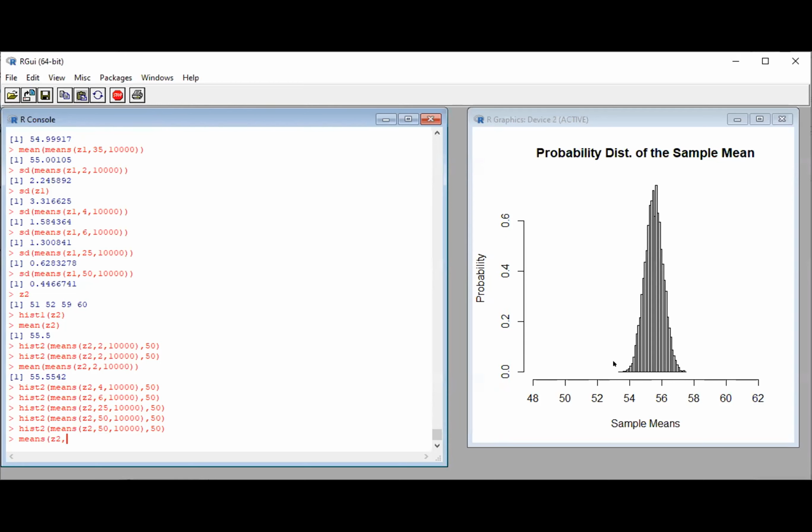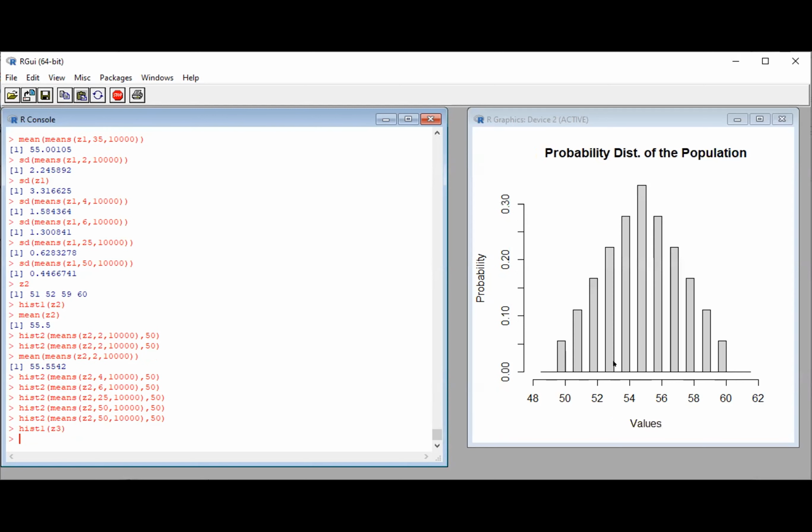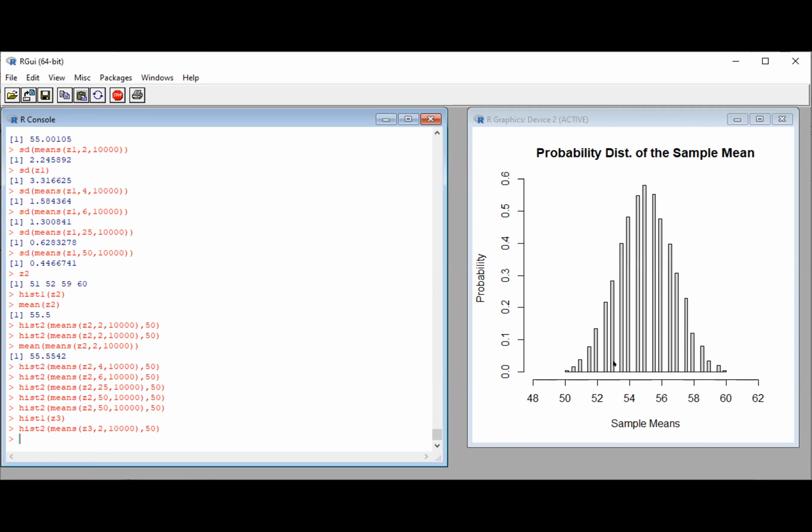Let me show you one more data. So this is like a triangular distribution, but probably closer to a normal distribution. So when I pick the samples from this, they will start looking normal more quickly.